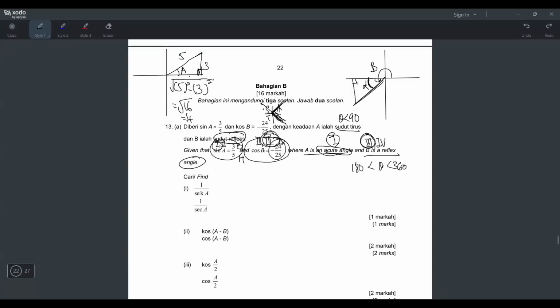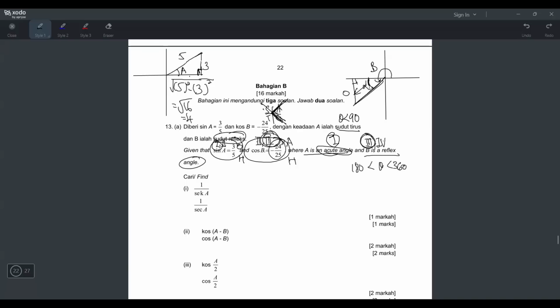Now let's label the 24, 25. The negative, don't label inside, because you're trying to label the panjang now, right? Panjang tak ada negative, right? The negative only indicates quadrant. So you just look at the value. So cos punya formula is adjacent bahagi hypotenuse, right? So depan angle kita panggil opposite.